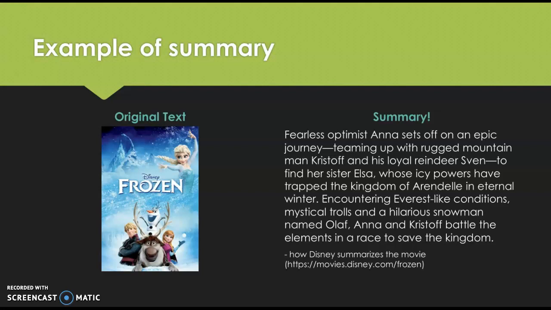This little blurb is just a summary to get potential viewers interested and perhaps lure them into renting or buying it to see what all the kids were obsessed with back in 2013.